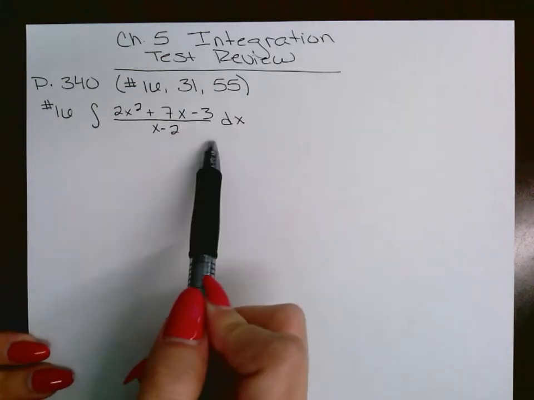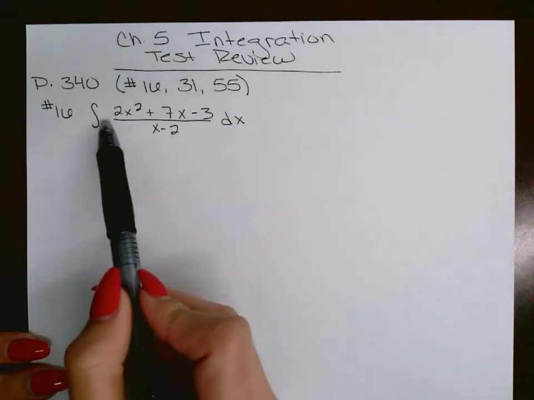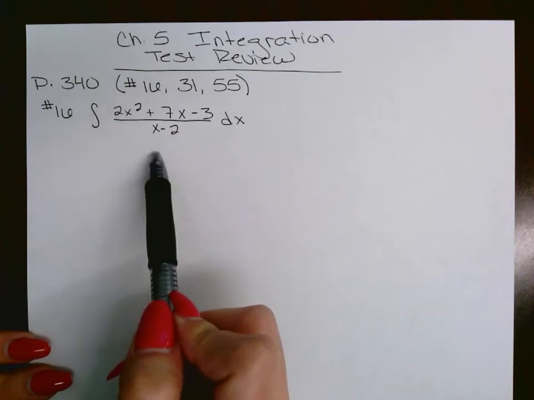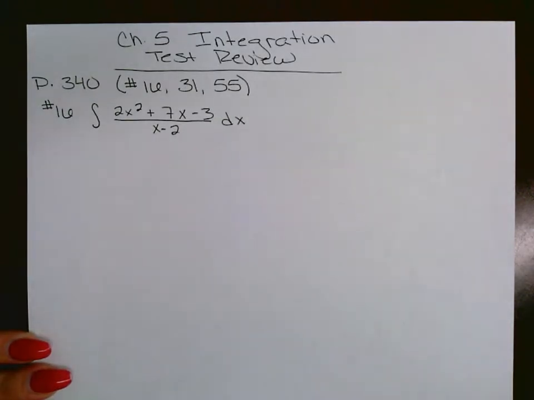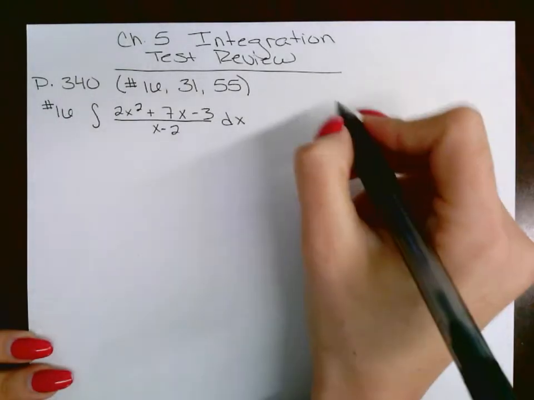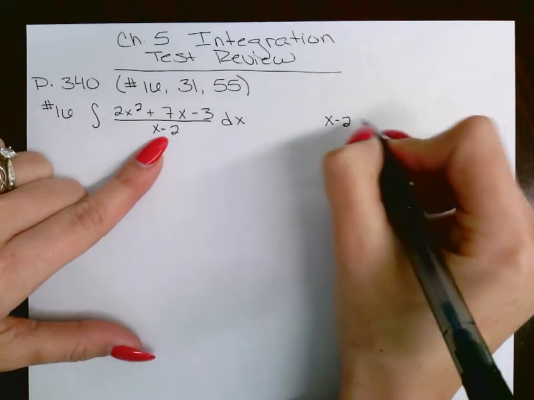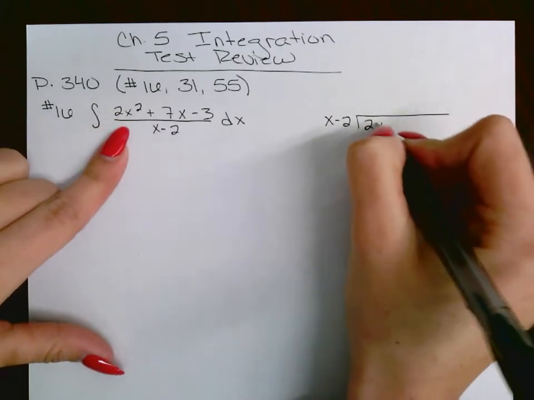When we look at this integration, hopefully the first thing that catches your eye, if you have memorized that chart I gave you at the beginning, is that the exponent in the numerator is higher than the exponent in the denominator. What rule do we use? Long division, good. So when I do long division, what's in the denominator goes on the outside, and what's in the numerator goes on the inside.